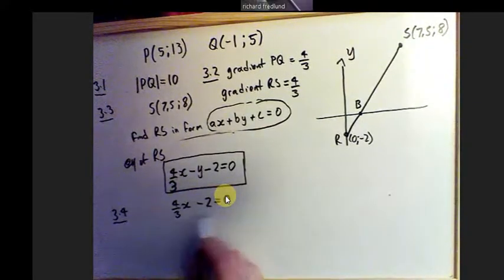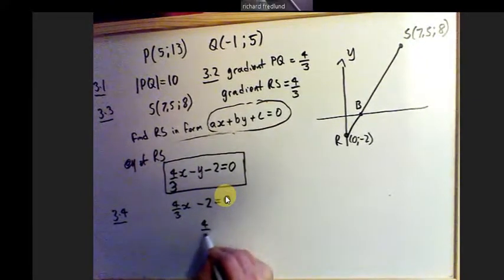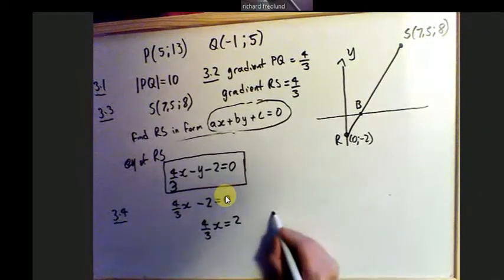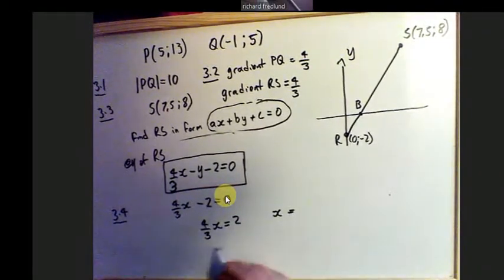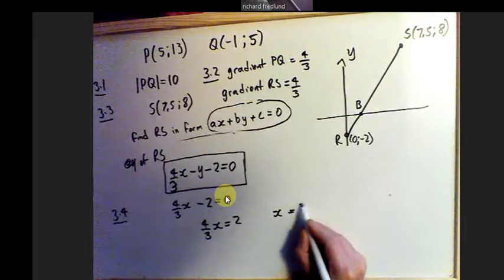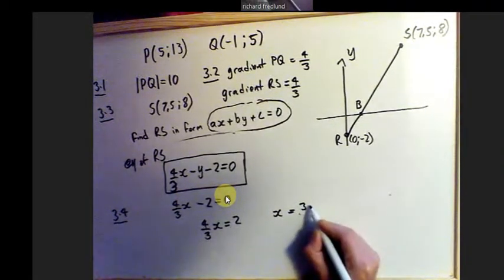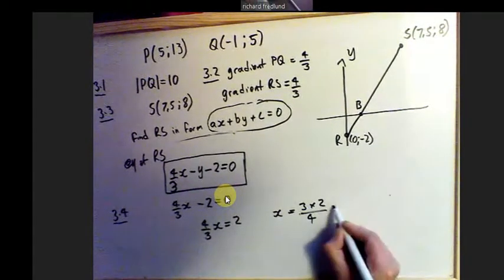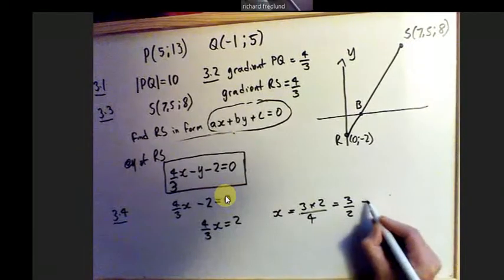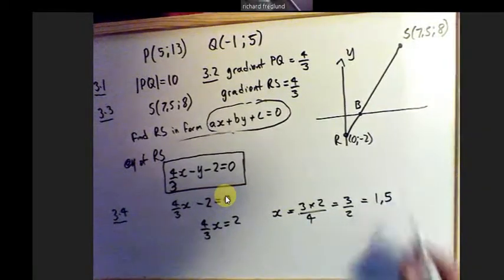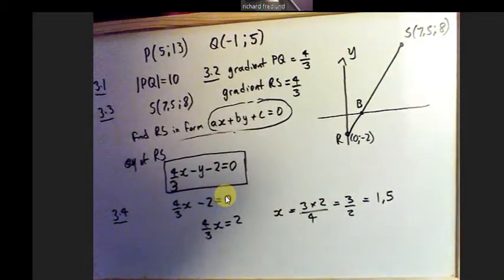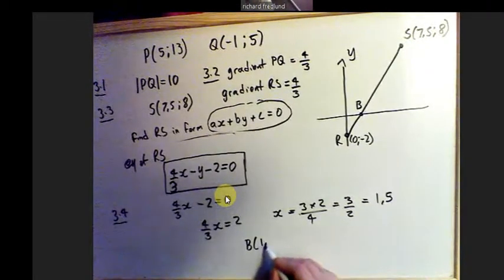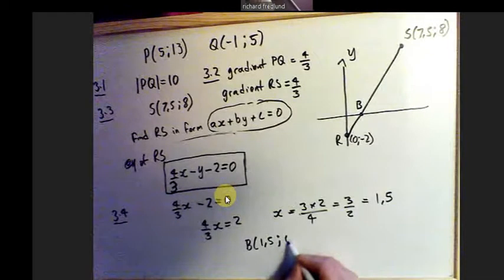Add 2 to both sides. 4 over 3x is equal to 2. So x is going to be 3 times 2 over 4, which is going to be 3 over 2, which is just 1,5. So B is (1,5; 0).